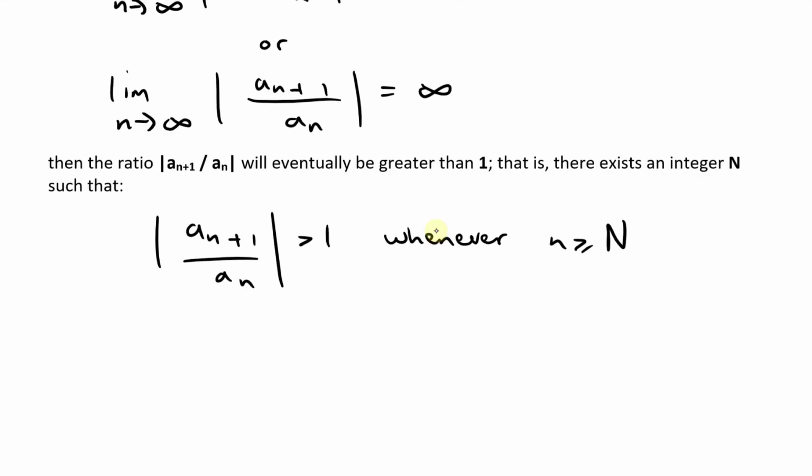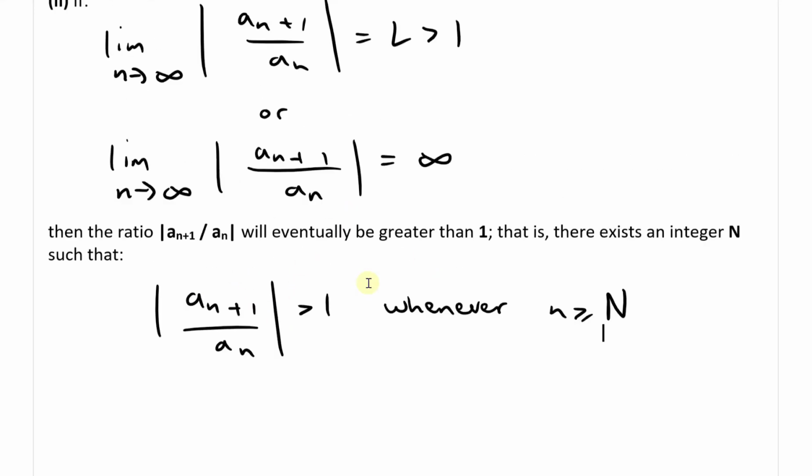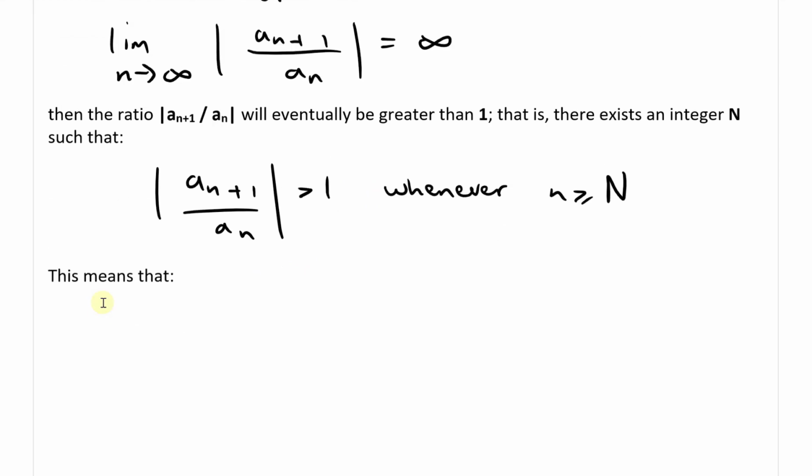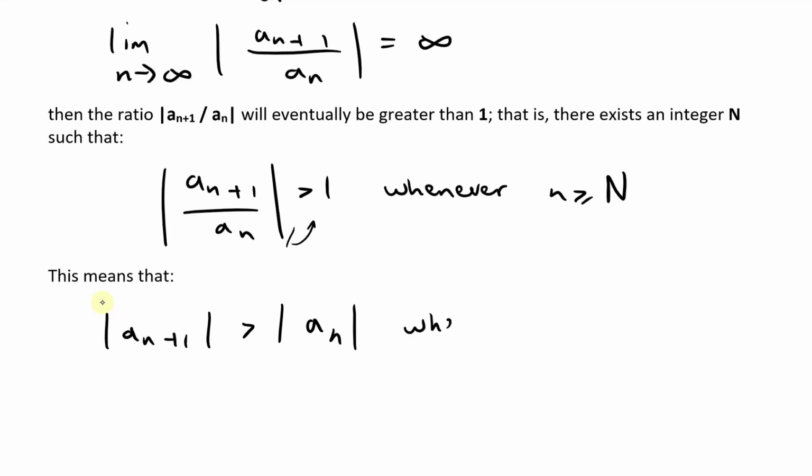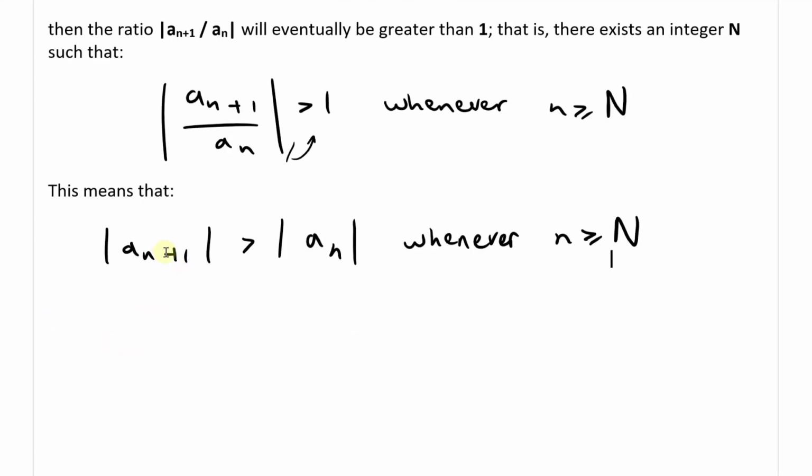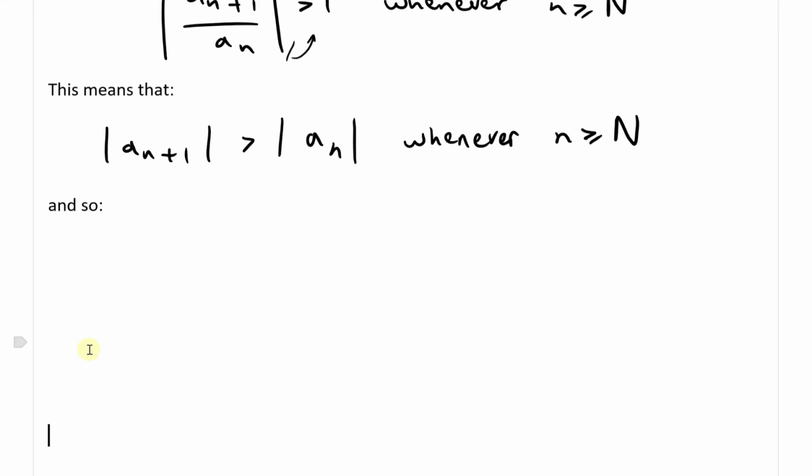Remember, when we're dealing with infinite series, all that matters is what happens eventually, as in when n gets large, when it approaches infinity. Now, as before, we can move the bottom part over to the other side. So we're going to have the absolute value of an plus 1 greater than the absolute value of an. And this is whenever n is greater than capital N, so an plus 1 is going to be greater than an. In other words, the terms are increasing.